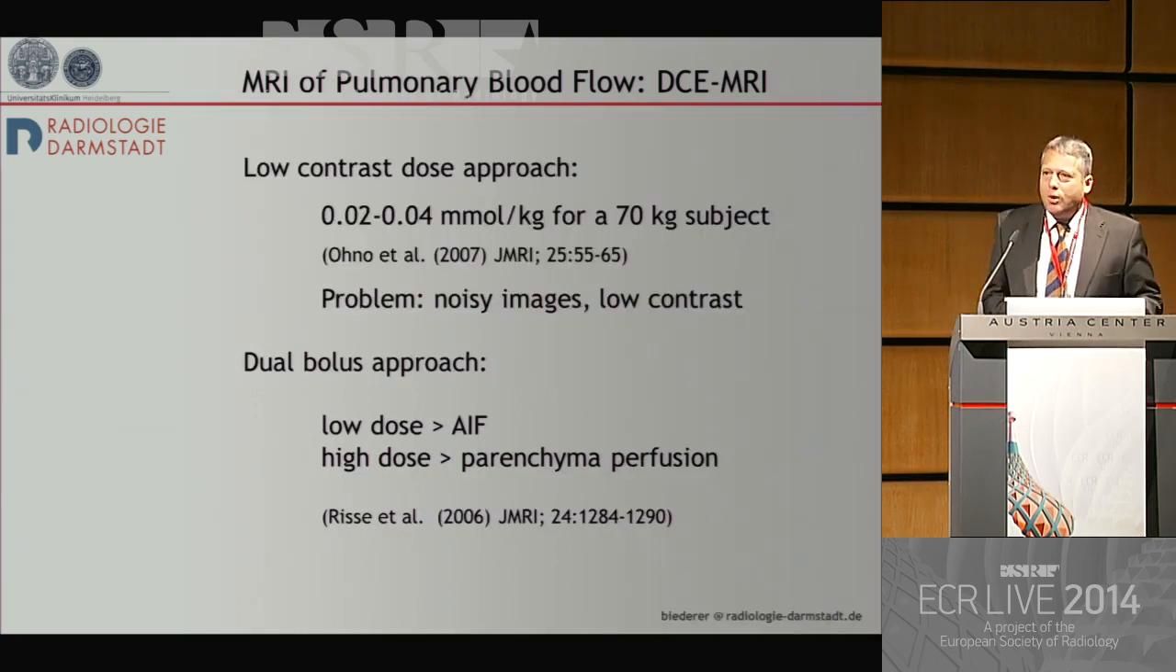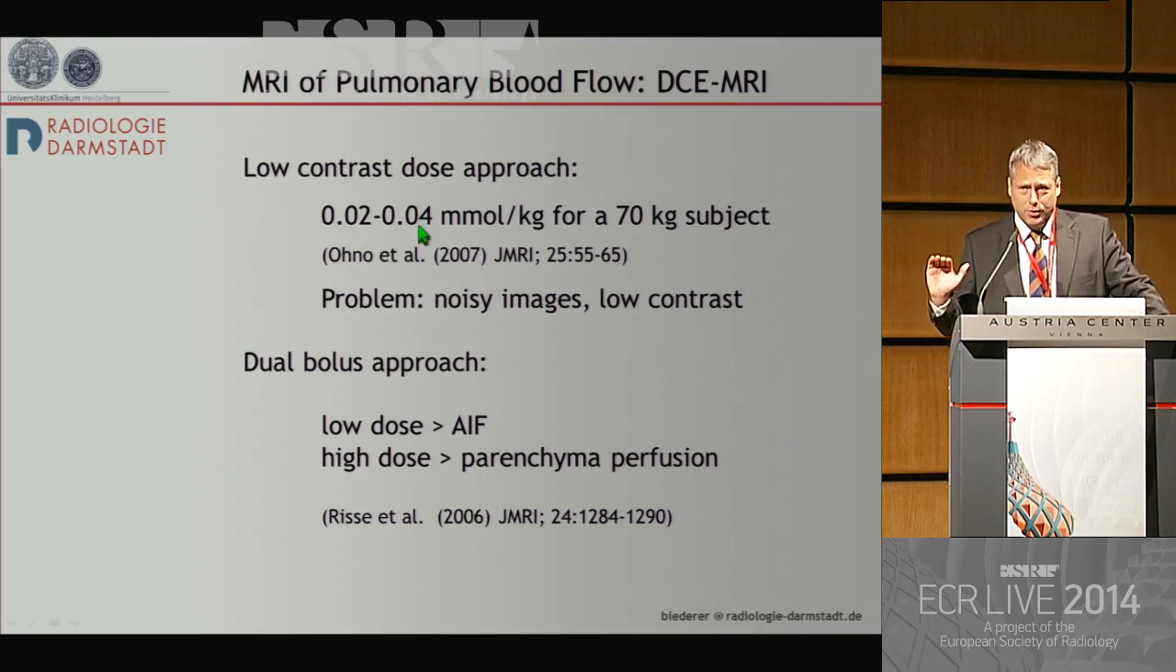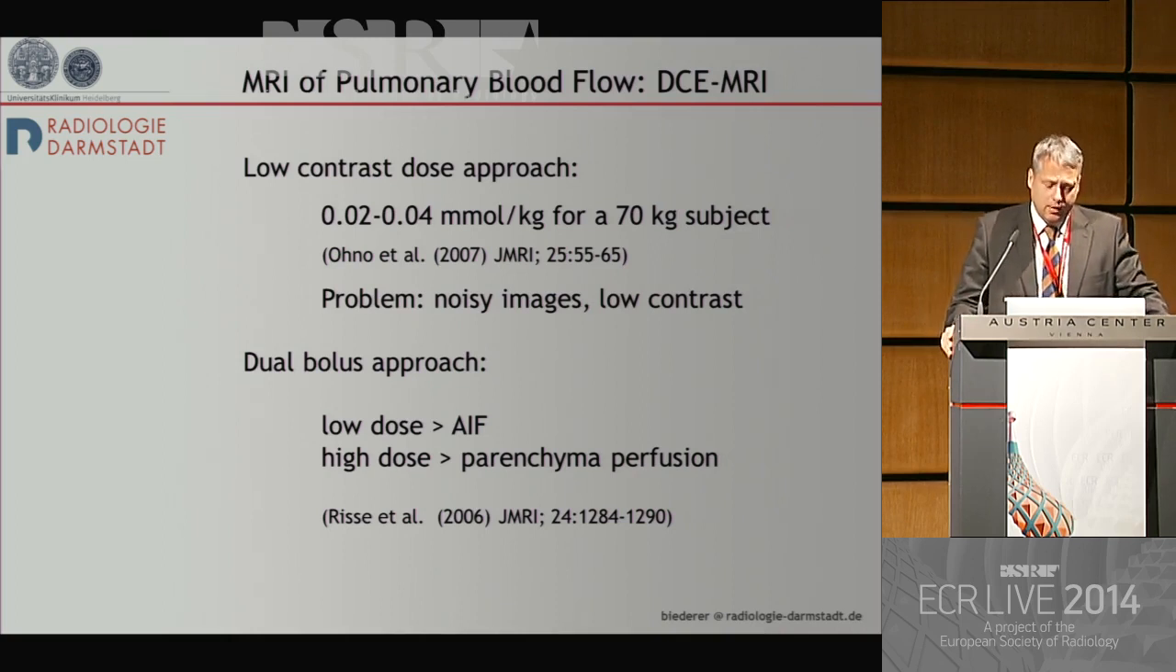However, the only way to go around this is to use a very low contrast dose, as we've seen. For example, this was again the group of Ono, published in the same year. For a 70 kilogram subject, they suggested something between 0.02 and 0.04. However, this is very little. You just see the lung lighting up in this series, but for visual examination, it's relatively low. It may be exact from a technical point of view, but it's difficult for visual assessment.